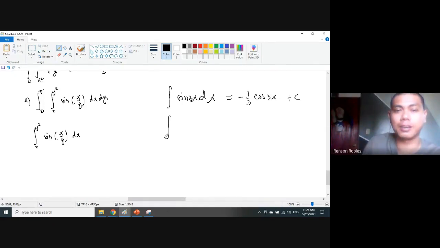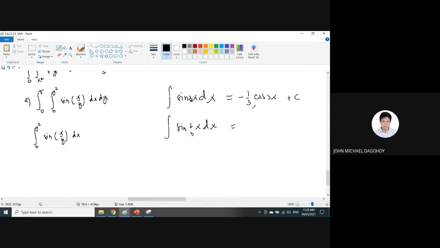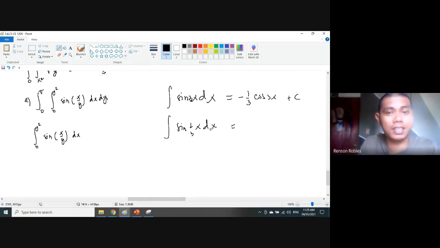And then, can I hear from among the girls? What about sine 1/3 x dx? Why is there 1/3 in front? Why is there 1/3 here? Because of the 3x. Okay, so you just get the reciprocal of the 3 because the derivative of 3x is 3. So you get the reciprocal, there's 1/3.